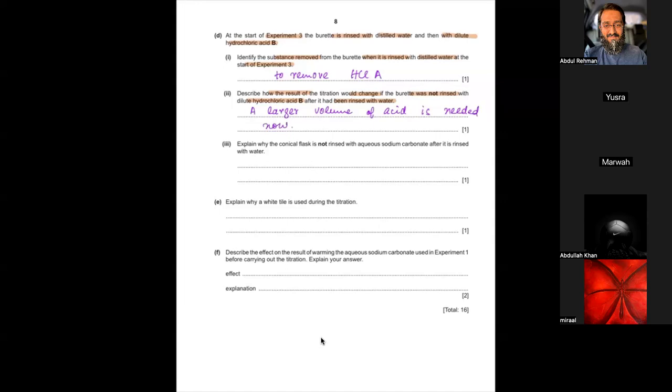Now, next, explain why the conical flask is not rinsed with aqueous sodium carbonate after it is rinsed with water.